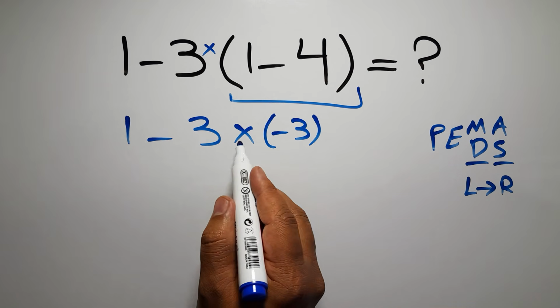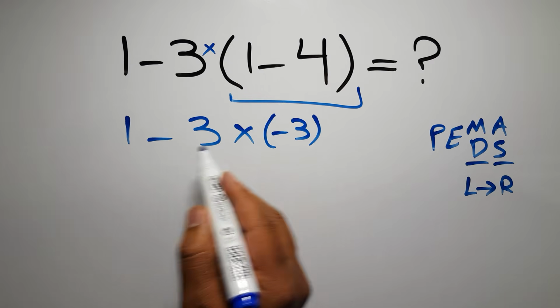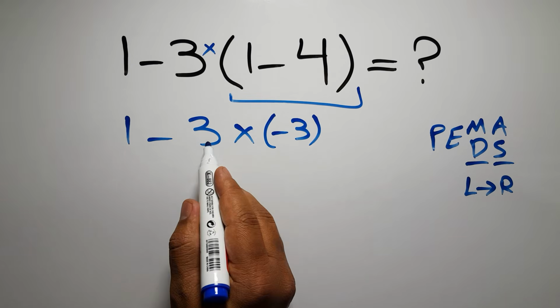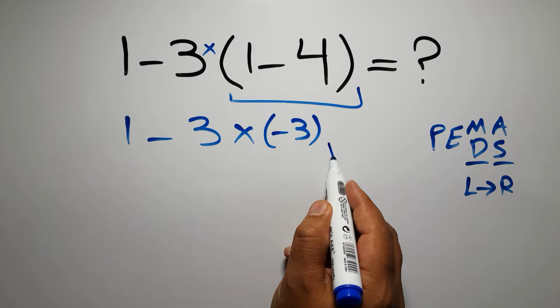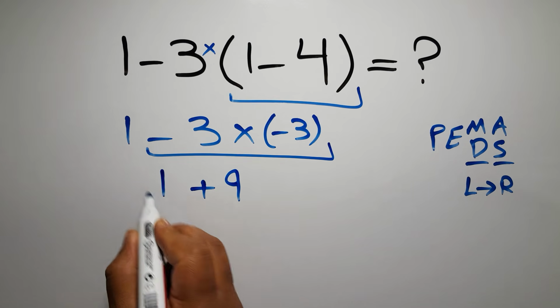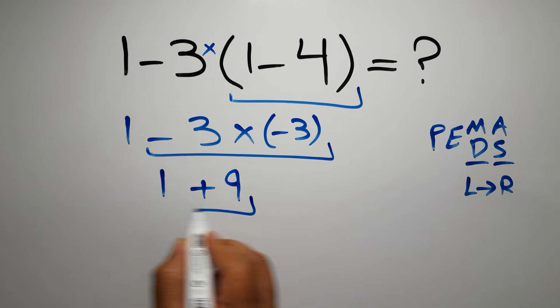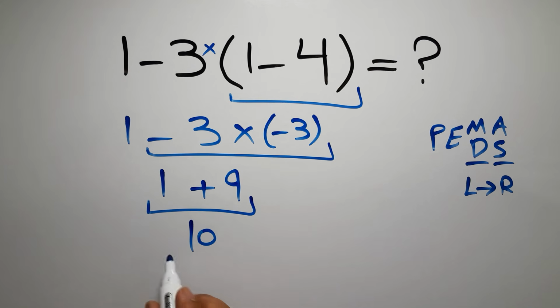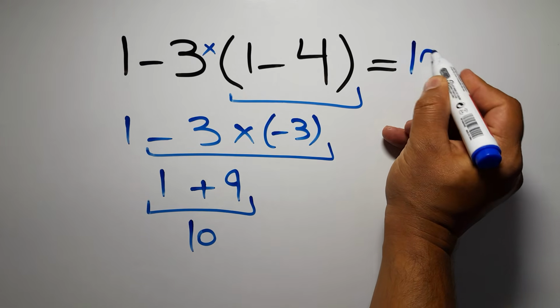Okay, so now we have to do this multiplication. Minus 3 times minus 3 gives us plus 9. So we have 1 plus 9, which gives us 10. And this is our final answer to this problem. The correct answer is 10.